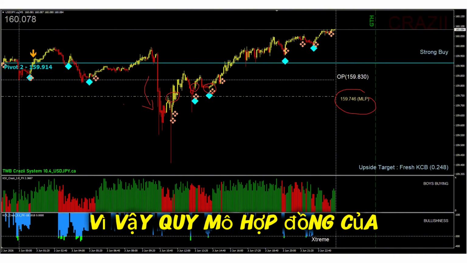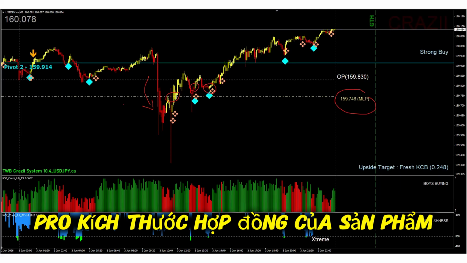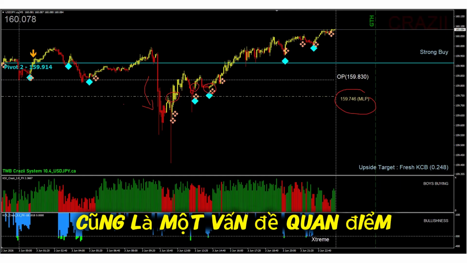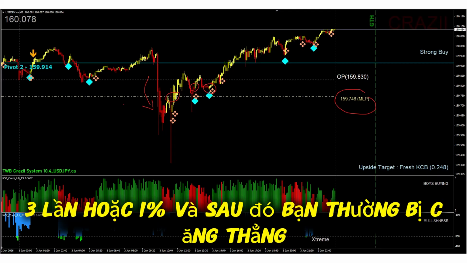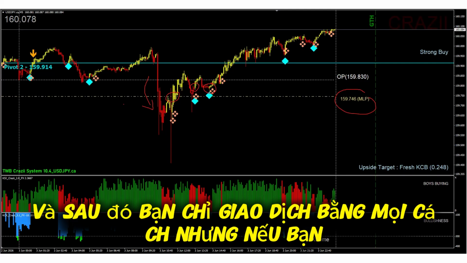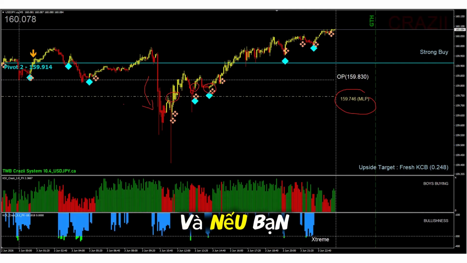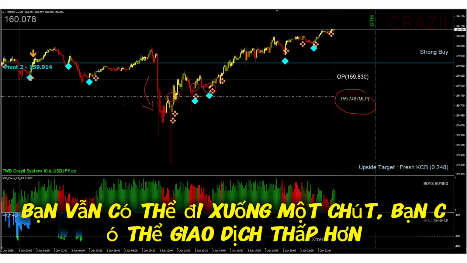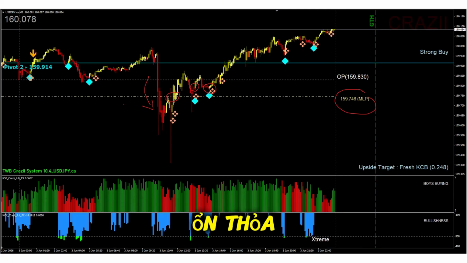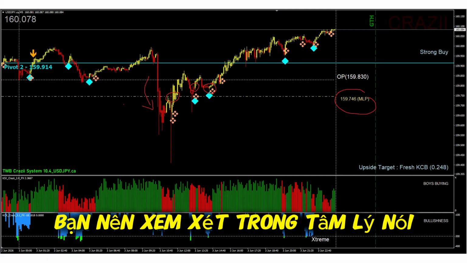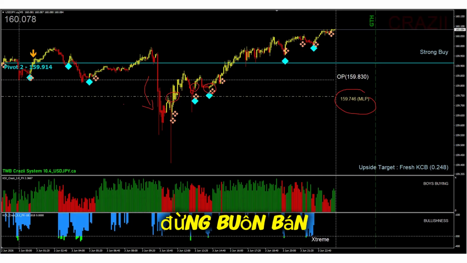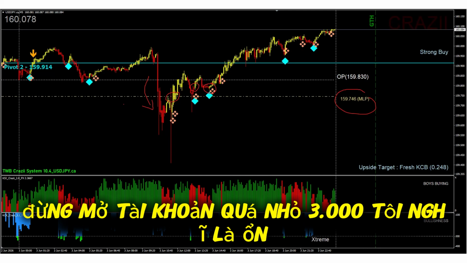So the contract size of the product is also a matter. If you lose like 2-3 times at 1%, you usually get stressed up, and then you just trade anyhow. But if you put in 3,000 and use 1%, it's already $30. You can still go down a little bit, you can trade lower. That is the reason why you should consider psychologically not to open an account too small. 3,000, I think, is fine.